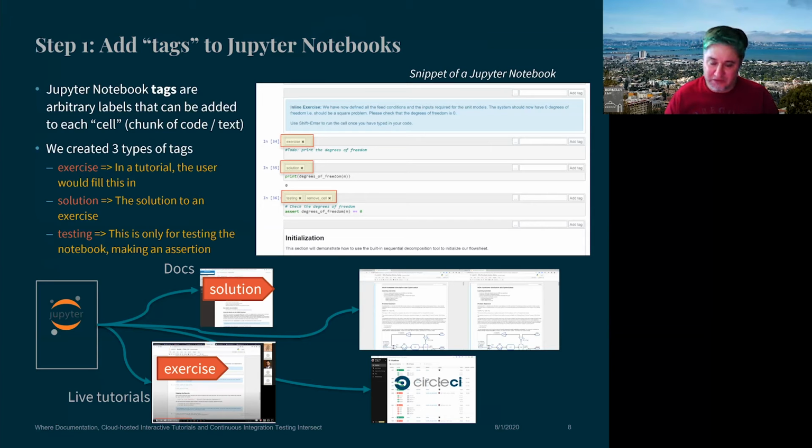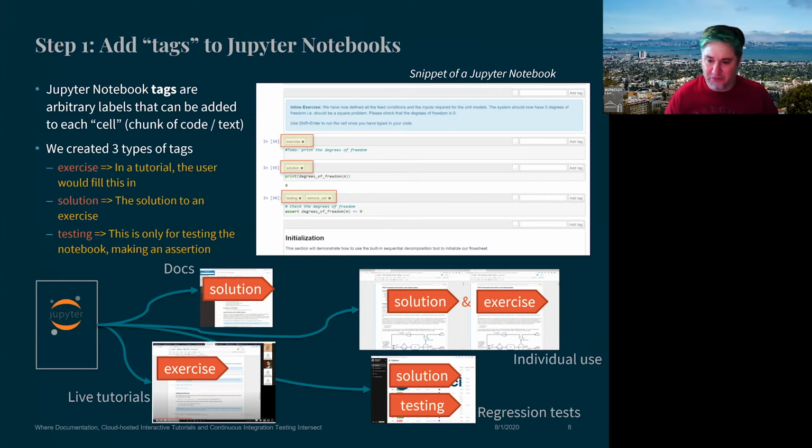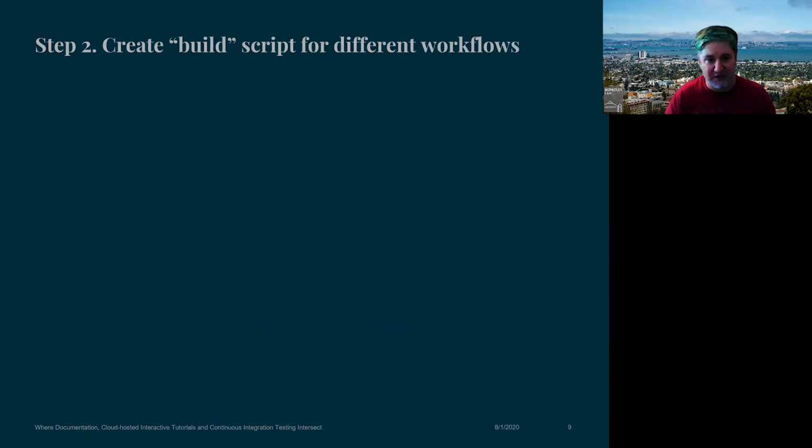Because this shows you what has been done, and it'll have all the results for people to look at and browse through. For individual use, one or the other, solution or exercise, would be the right thing, depending on what the user wants to do, whether they want to do a DIY sort of approach to a tutorial, or they want to do similar to what you do with the docs and just scroll through and see all the different things that went on in the code. And finally, for regression testing, what you want to see is both the solution and these testing assertions to make sure that things are correct.